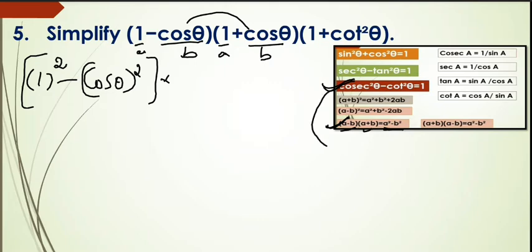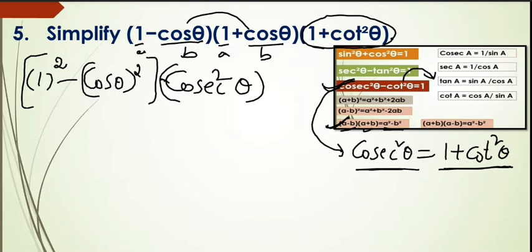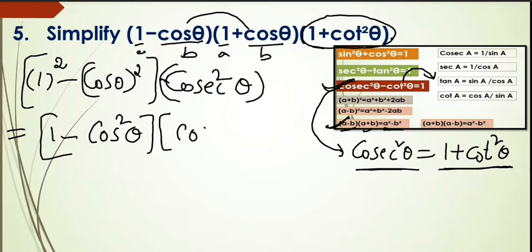1 + cot² θ: from this equation, cosec² θ − cot² θ is equal to 1. Then move this cot² θ to the right side. We get cosec² θ is equal to 1 + cot² θ. So whenever 1 + cot² θ is there, we can write cosec² θ. So instead of 1 + cot² θ, we can write cosec² θ. And after that, see here 1 squared minus cos² θ, into cosec² θ.